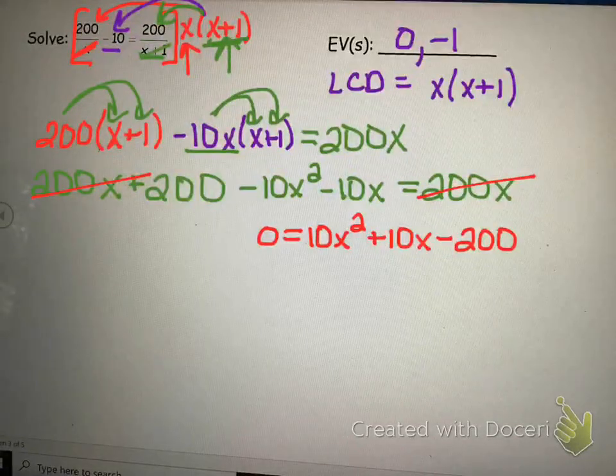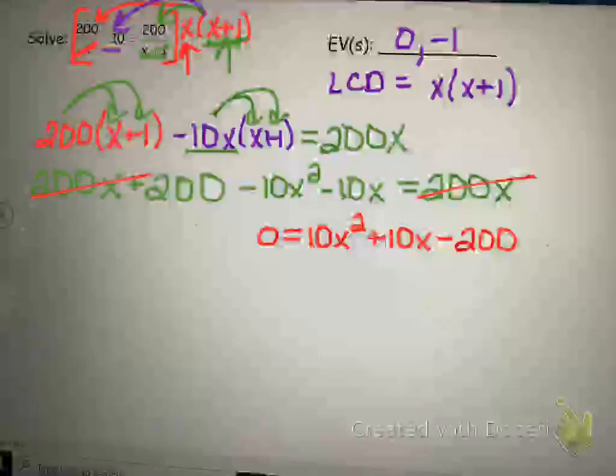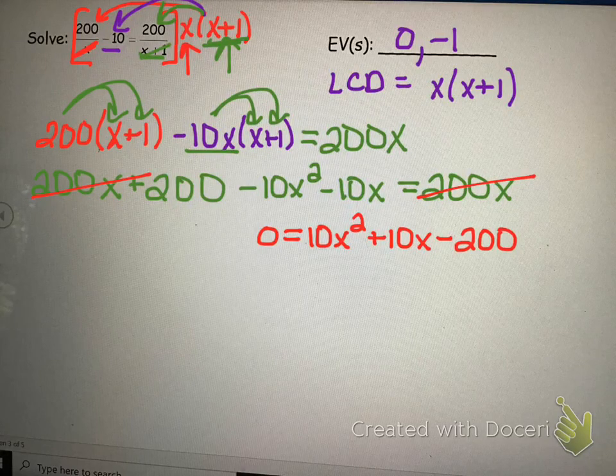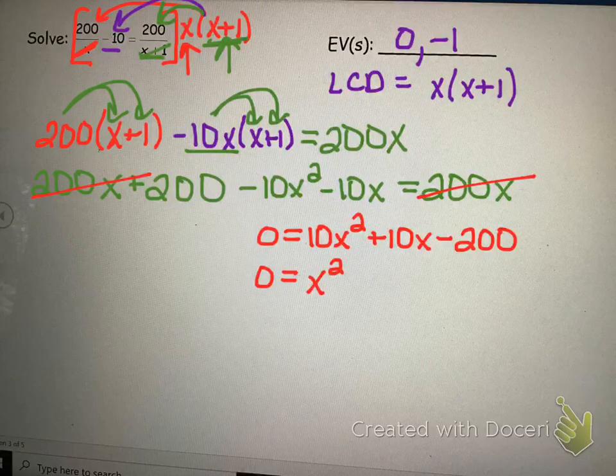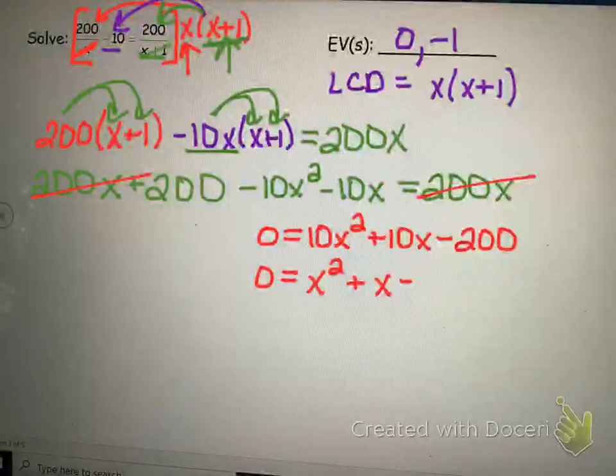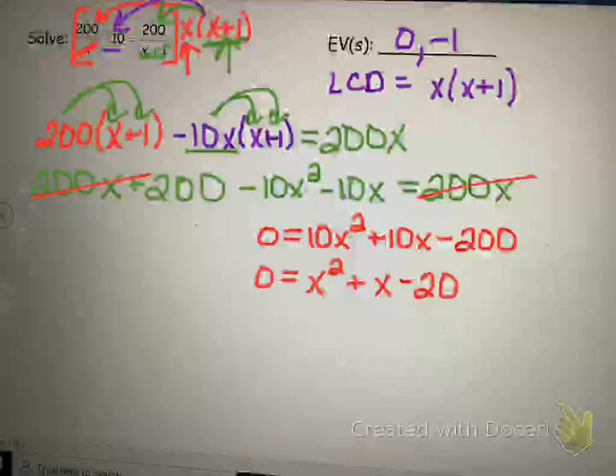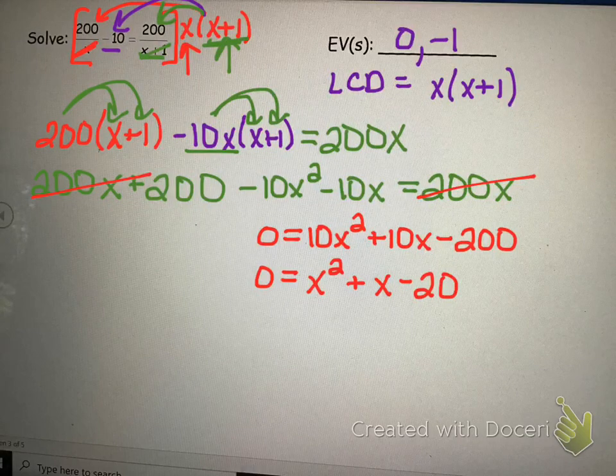But what you end up with is a quadratic where every term in the equation is divisible by something. In this case, every term in my equation is divisible by 10. So I divide through by 10 to reduce the equation down, which makes it substantially easier to solve. Okay, so when I divide by 10, my first term becomes x squared. My second term just becomes an x, and my third term just becomes a 20. And so now it's a much more manageable equation.